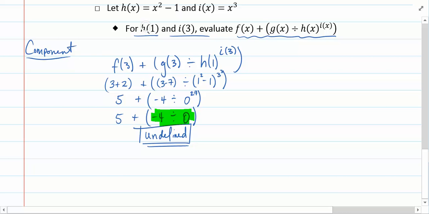Now, I would imagine if we had evaluated h at a different value, say h of 2, we would have gotten a different result. But that's not what we were asked to do. This is what we have. We'll have to stop here.